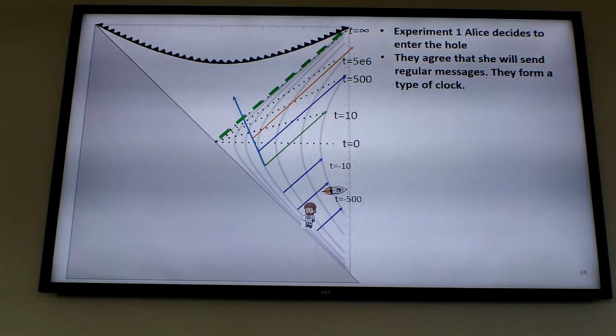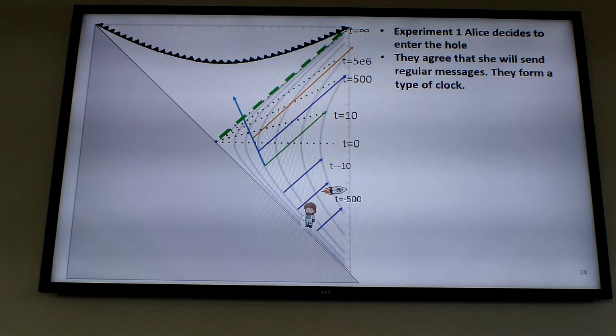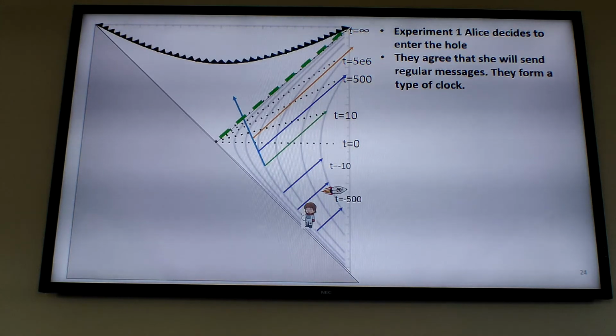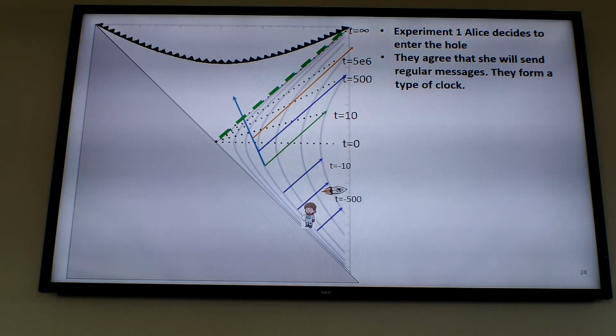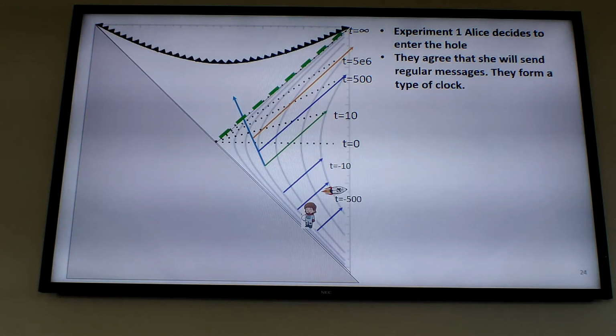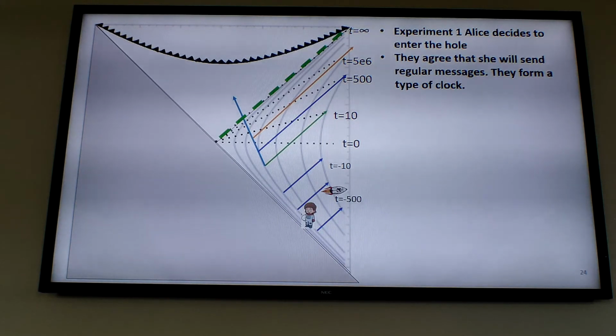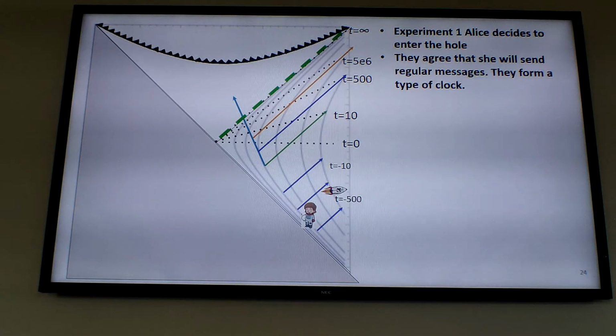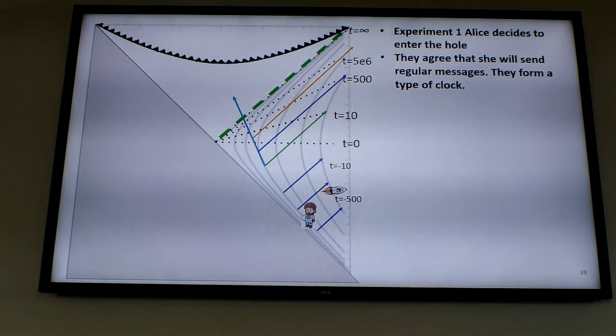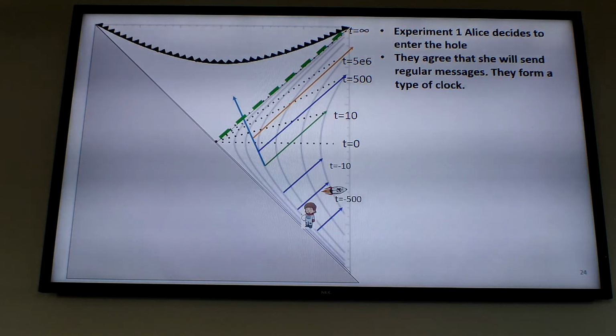I'll refer you back to weeks and weeks ago. I told you everyone measures the speed of light the same way. It's always the same number. So it's not because her signals are propagating slower, it's because it appears that her clock is slowing down.